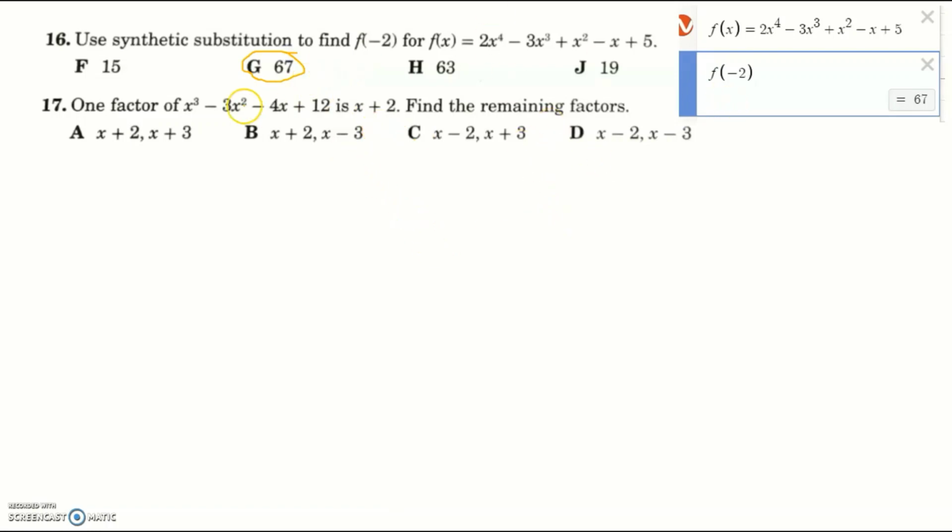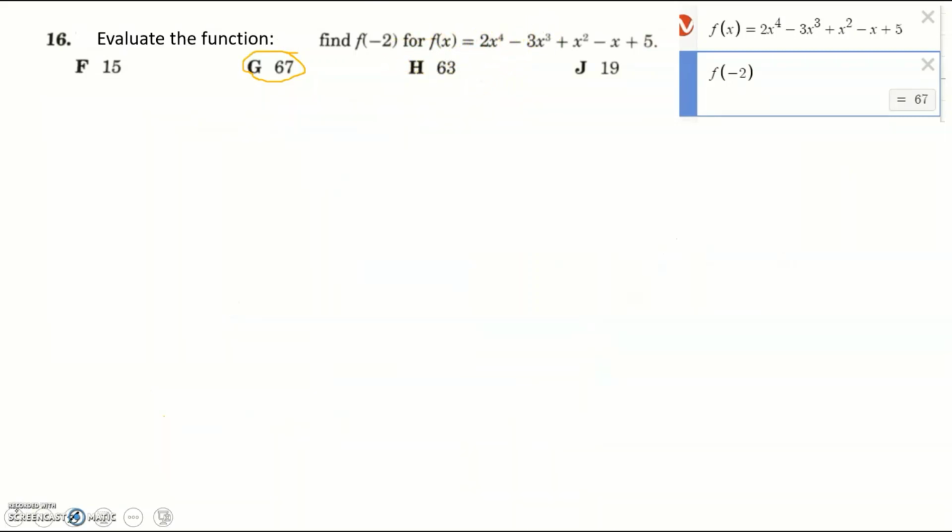Again, you could do synthetic substitution. You can use Desmos. That'd be fine for this problem. Or you can plug in -2 and work it all out. So when we evaluate that function, we can plug it into Desmos, like you see, right? That's the fastest way that we could do it. You could also evaluate it manually, right?